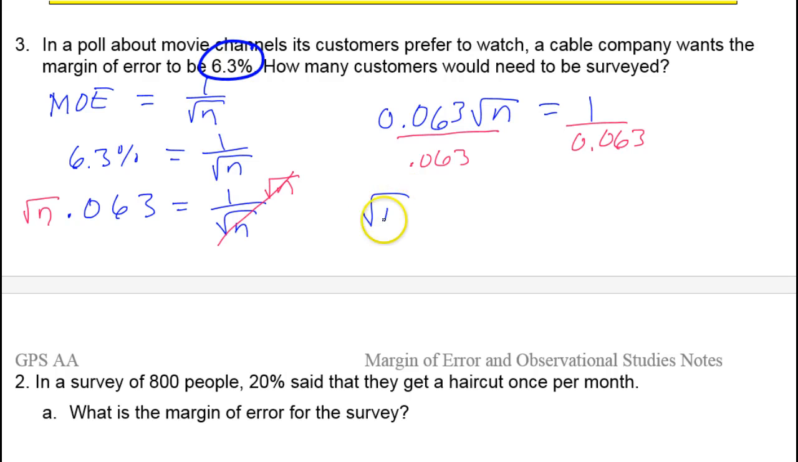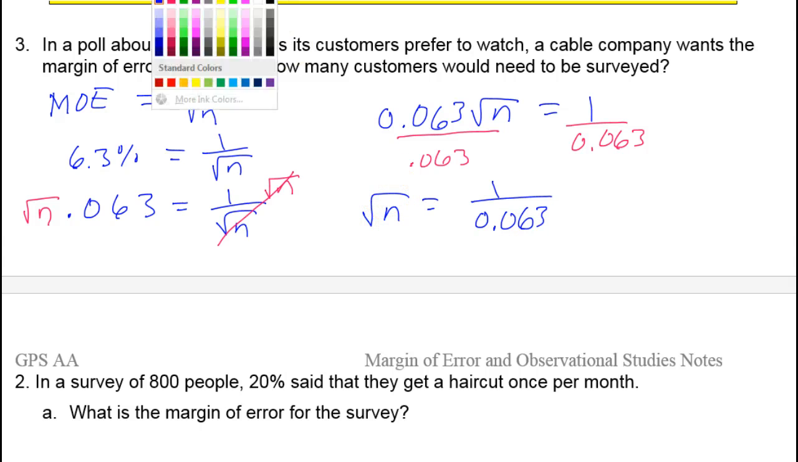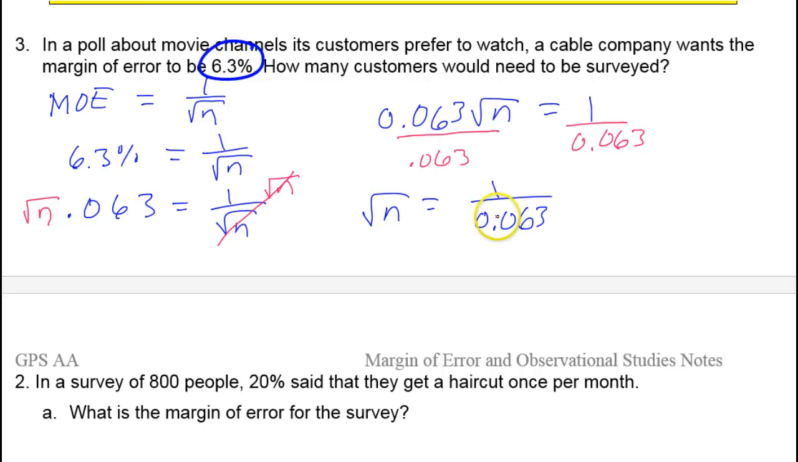Okay, so now we have the square root of n is equal to 1 over 0.063. And then, David, I already heard you saying it. How do I get rid of this radical? You square both sides. Notice, guys, see how I'm leaving it as 1 over 0.063? Don't try to turn that into a decimal. You're going to end up rounding, and you're not allowed to round until the end of the problem. So just leave it as 1 over 0.063. Now I'm going to square both sides. And this should give me the answer, yeah?